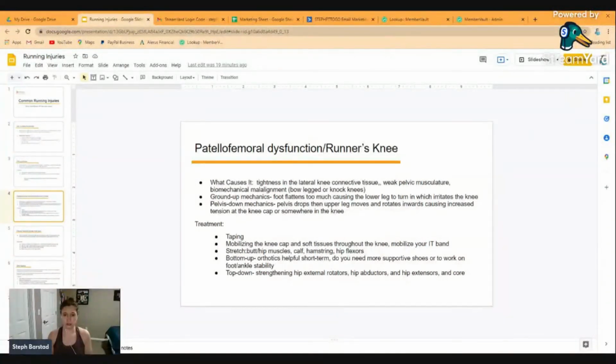In the short term, if we're looking at the bottom, sometimes having orthotics or more support in your shoe can help. Or maybe looking at whether you need more supportive shoes and stability at your ankle. That's an option too if this is an ongoing thing and you've been in the same shoe. That's something to look at as well.